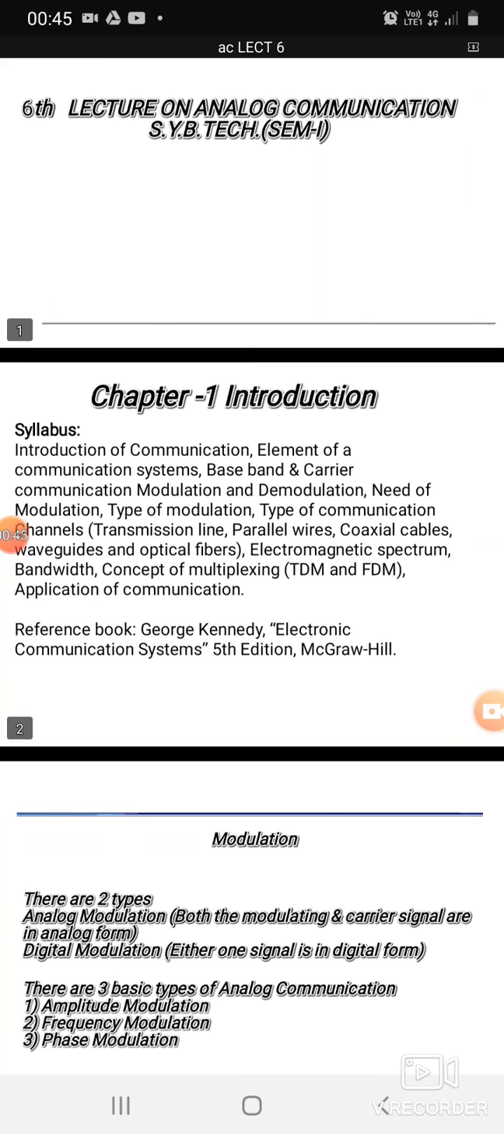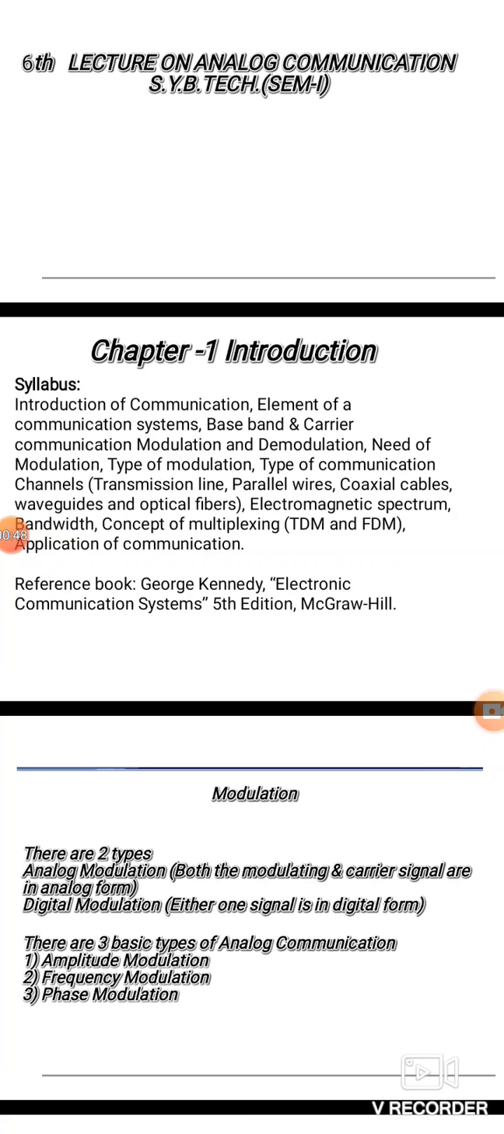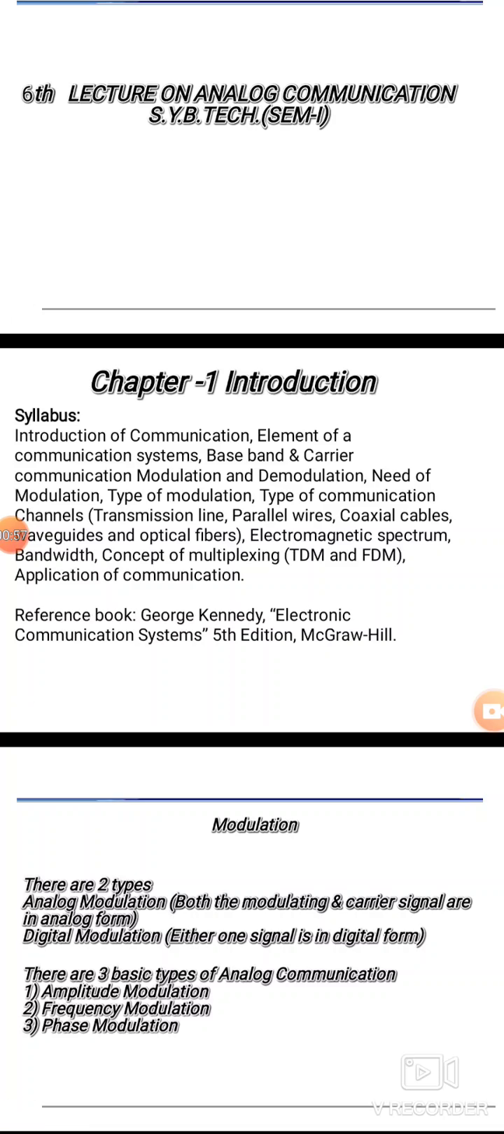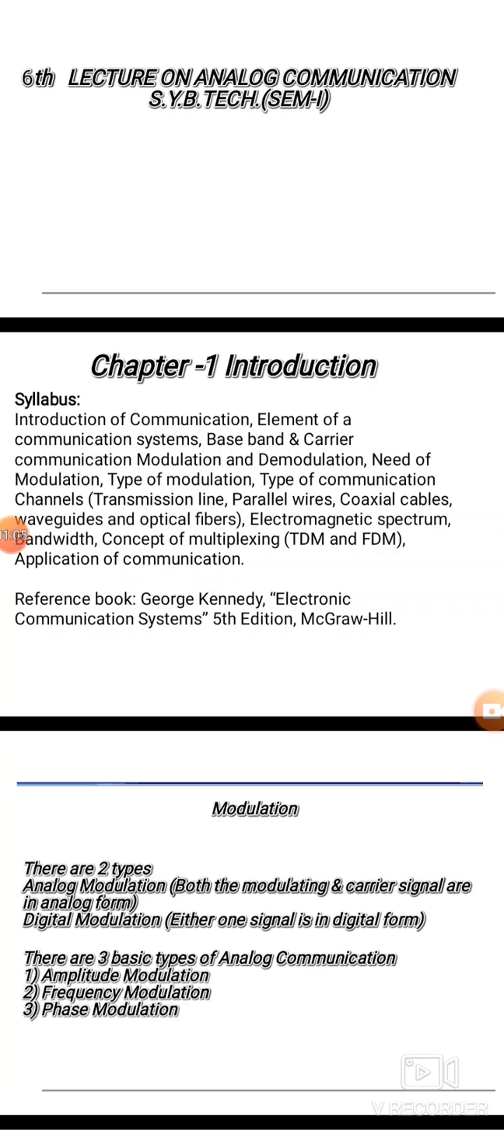Modulation means what, we have seen. I have taken here a review of the syllabus. The first chapter syllabus is given here. The points which we have completed are introduction of communication, elements of a communication system, baseband and carrier communication, and then modulation and demodulation. We have just taken an overview of modulation and demodulation, but we have the basic experiments based on amplitude modulation, frequency modulation and phase modulation.